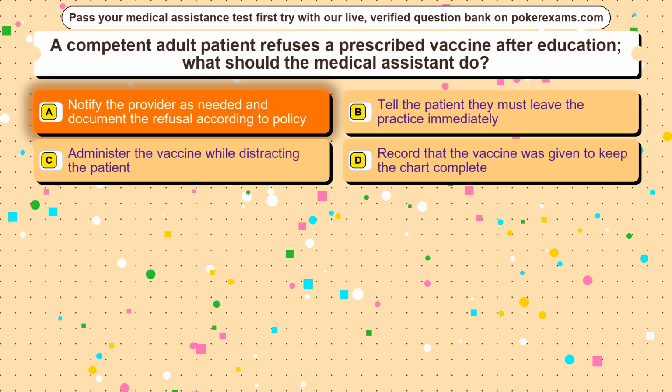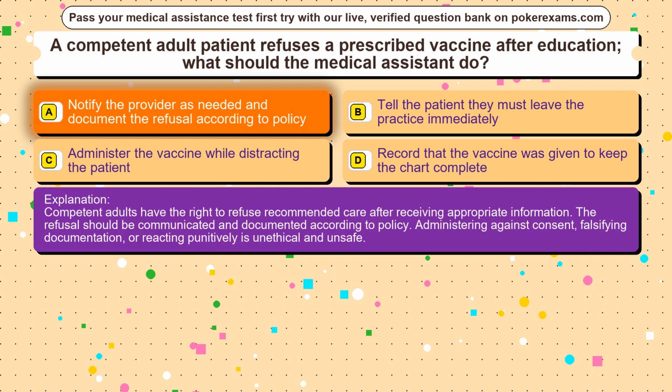The correct answer is option A, notify the provider as needed and document the refusal according to policy. Competent adults have the right to refuse recommended care after receiving appropriate information. The refusal should be communicated and documented according to policy. Administering against consent, falsifying documentation, or reacting punitively is unethical and unsafe.